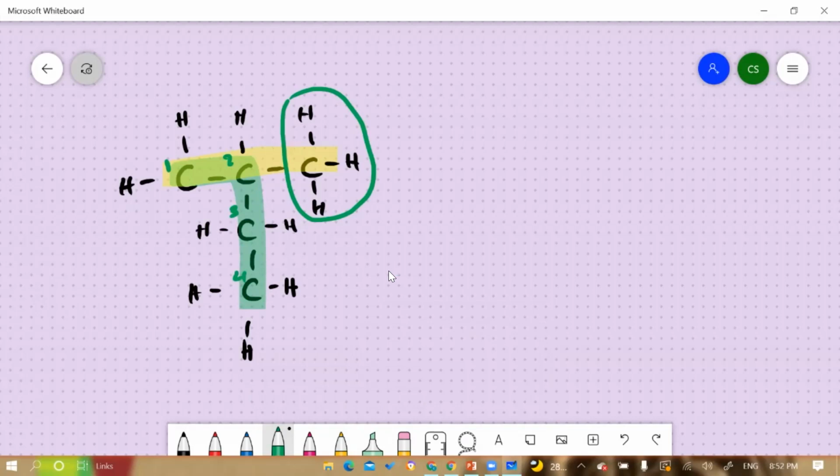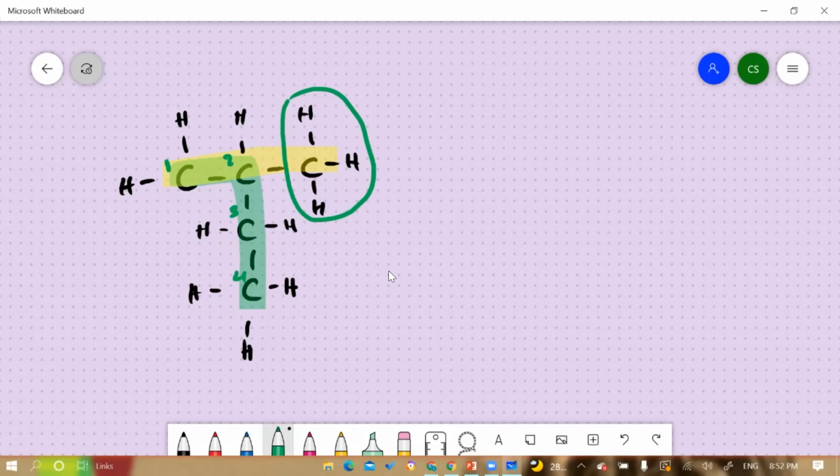Clear? Clear. All right. Wait, the other part is a branch? The part that I just circled would have to be the branch because it's not a part of the longest chain. Oh, so that's how branches work. Yes.